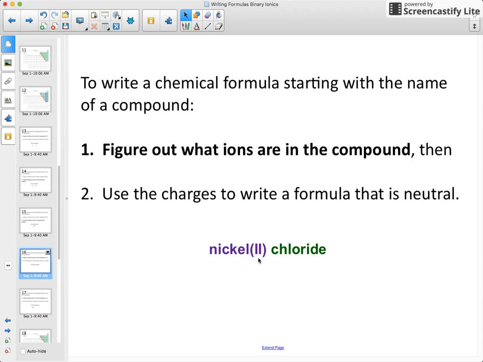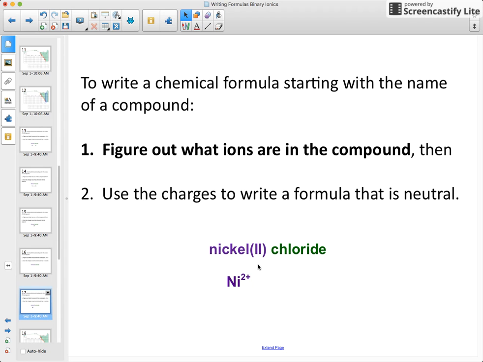So we don't have to look at the periodic table at all. We don't have to figure out where nickel is on the periodic table. We do need to know that it's a metal so that we understand that this is an ionic compound. But the Roman numeral 2 tells us that this is an ion with a charge of +2. So we can right away write down the formula for the nickel ion in this compound. Not all nickel ions have a +2 charge, and that's why the Roman numeral is there to tell us which type of nickel ion we're dealing with.